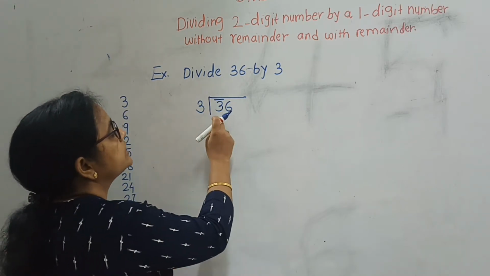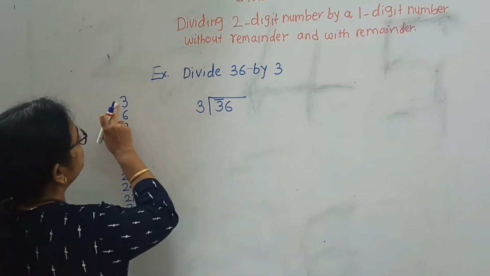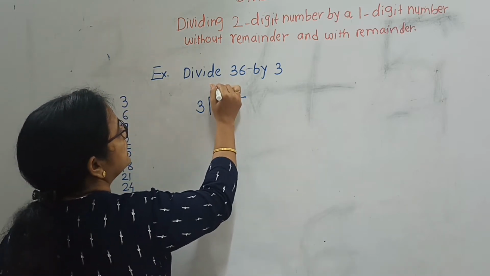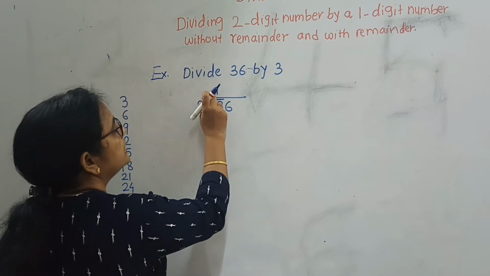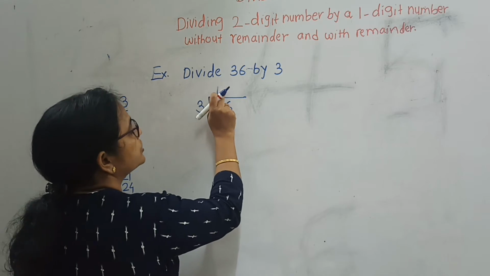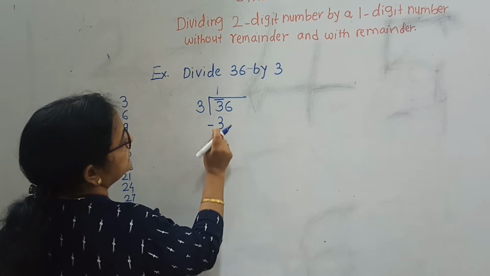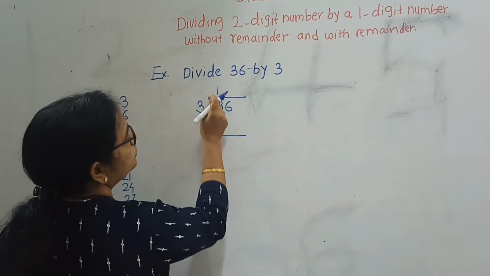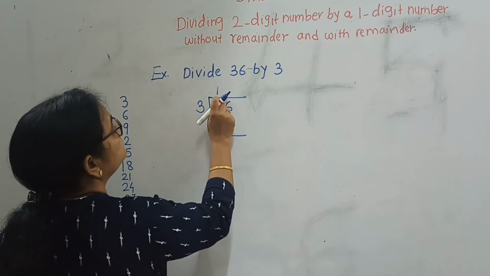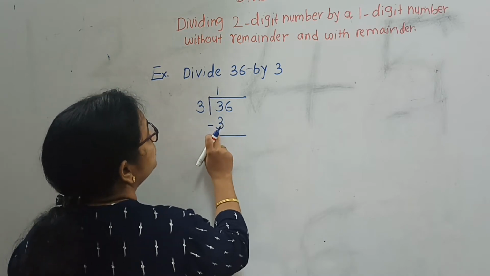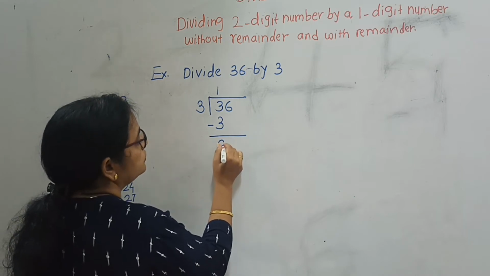ये जो 3 है उससे छोटा नंबर या फिर यही नंबर टेंस प्लेस वाला है. We get here 3 1s are 3. See children, 3 1s are 3 means you have to write 1 in the quotient. This 3 you have to write here below the tens place. We get 3 1s are 3, an equal number. Now here you have to do subtraction. Tell me, 3 minus 3 is equal to 0.